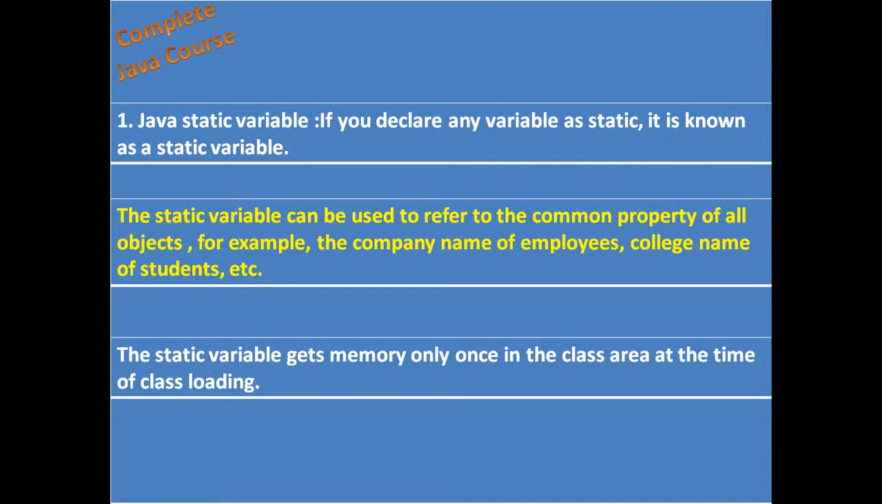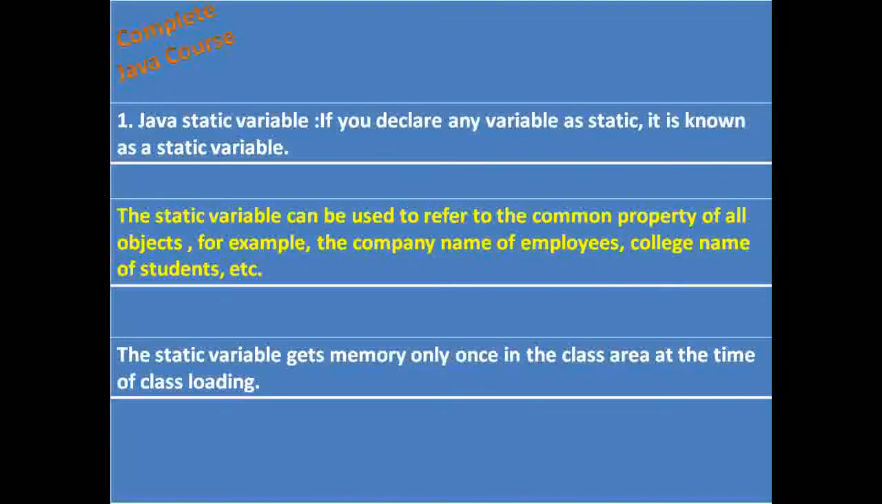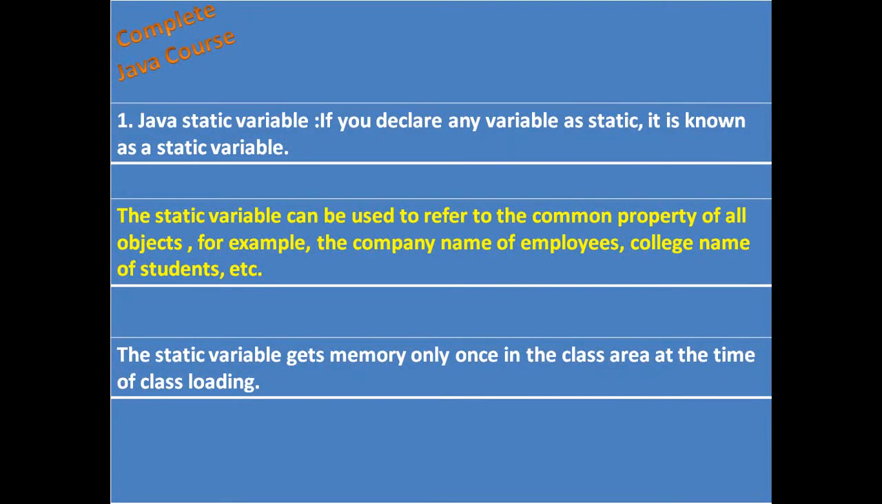Number 3. Static variables get memory only once in the class area at the time of class loading. Why do we define these common fields as static? Because static variables get memory only once in the method area or class area, which we have learned about in the JVM architecture. So static variables take memory in the method area only one time. Why one time? Because the field is common.